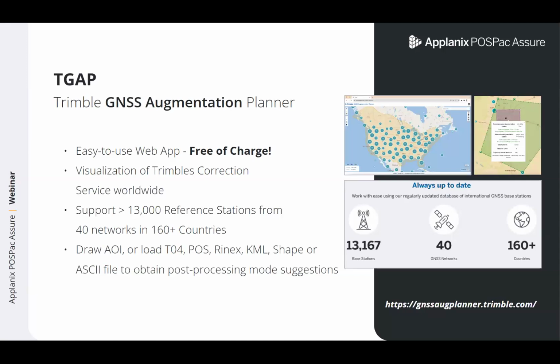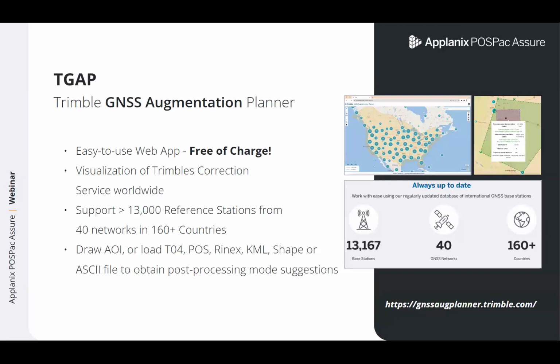So this web application is also pretty simple. You can draw your area of interest, or you load a raw T04 file or a POS file, a kinematic RINEX file, KML shape file, ASCII file. There's a bunch of files that we support. You just load that into the app and you will immediately see what base stations are close by, and what base stations you can leverage potentially in POSPac Assure, but also in POSPac in general.